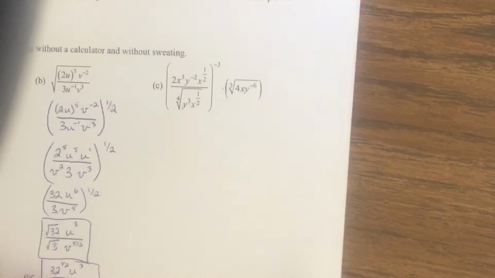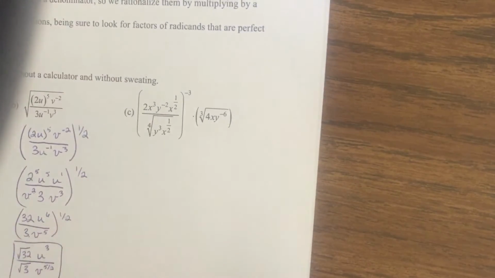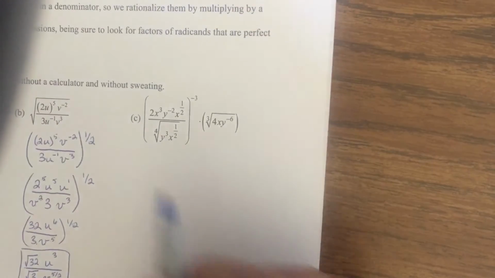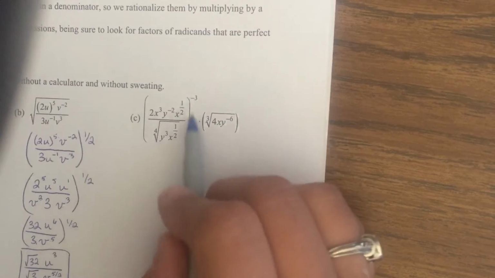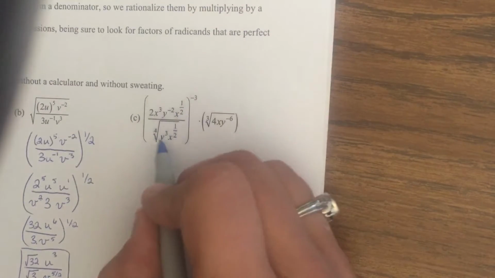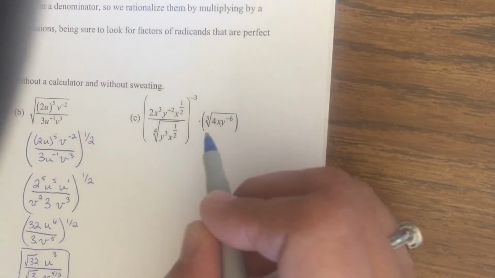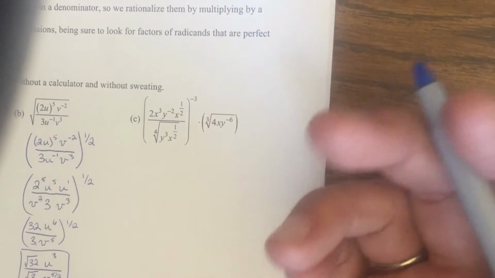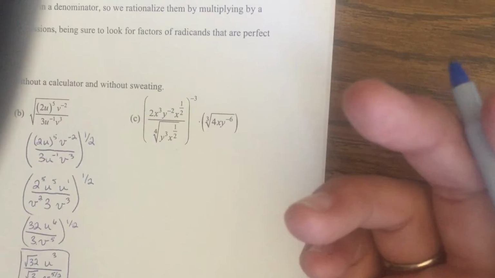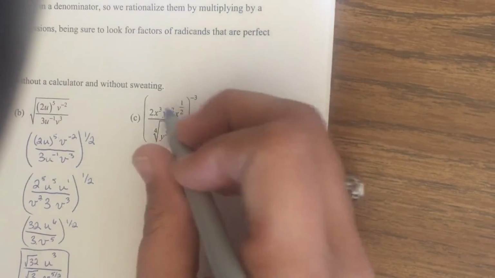So, the last one is really funky. Let's take this piece by piece. We'll work with this guy all together. Again, I'm going to simplify everything inside of the parentheses first and then apply that -3. If you want to do it a different way, you'll still get the same answer as long as you follow the rules, okay?